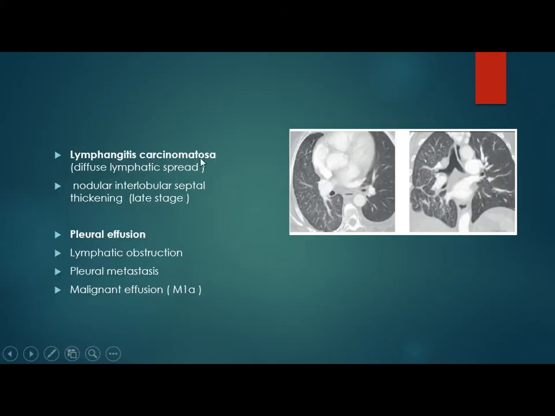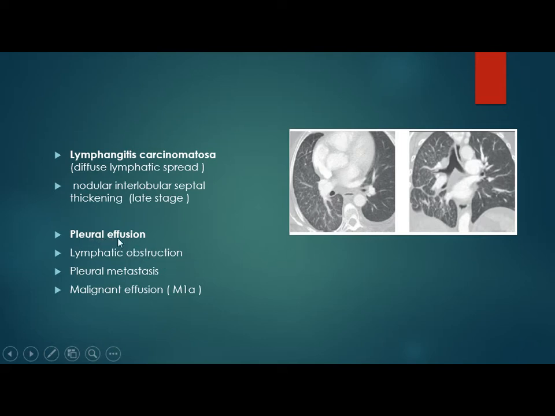Other types, the lymphangitis carcinomatosa, which is the late stage of the disease, and it's diffuse lymphatic spread. It appears as nodular interlobular septal thickening. Other finding here, there is unilateral interlobular septal thickening, nodular, and the other side is normal apart from some pleural effusion here.